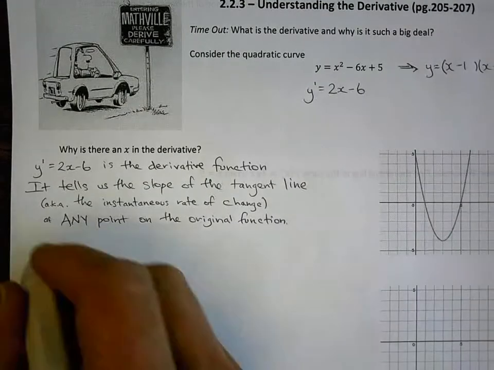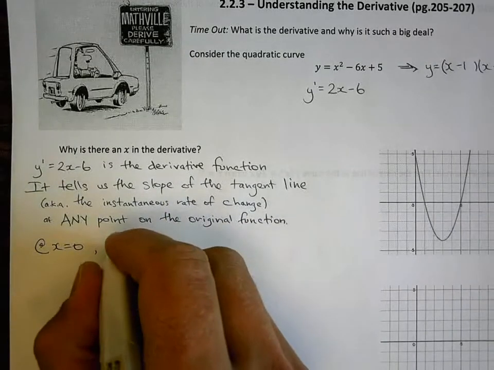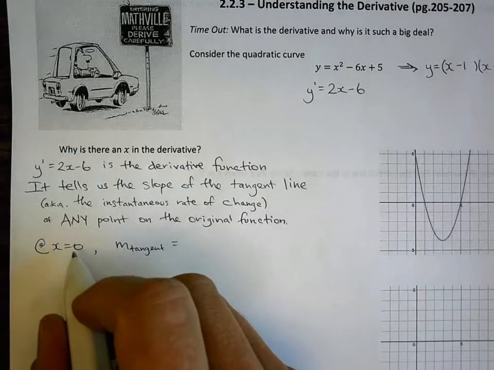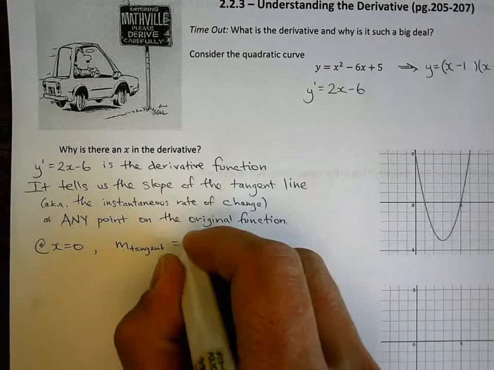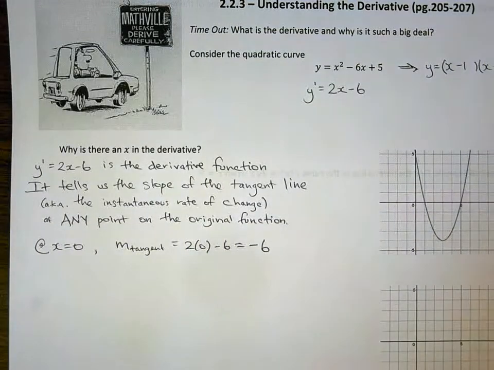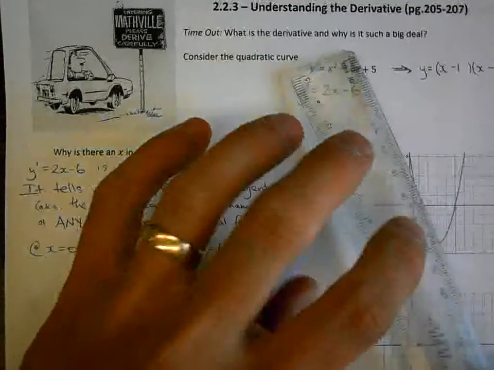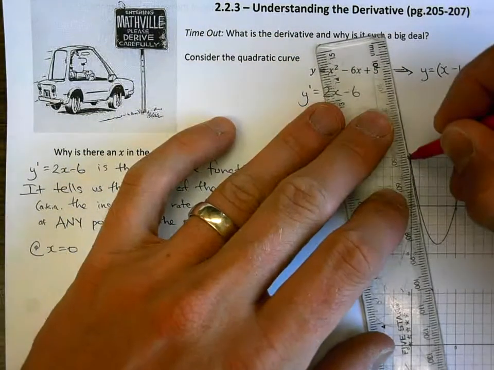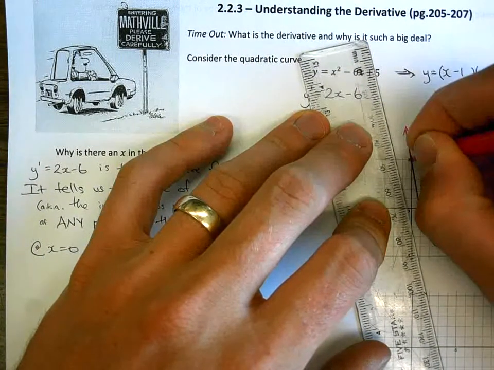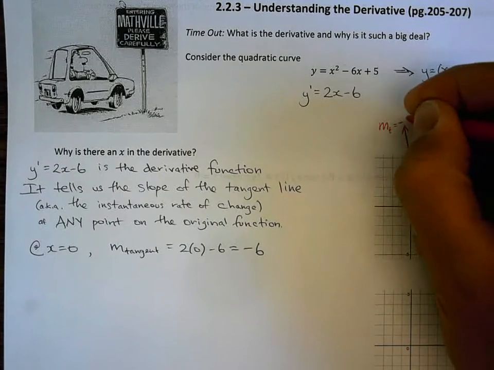So, for example, at x equals 0, what is the slope of the tangent line? Well, I would sub x equals 0 into this equation. So 2 times 0 minus 6 gives me negative 6. And where's 0? Right here. If I were to draw that, indeed, it's correct. Look, the slope at that point, at x equals 0, is indeed negative 6.